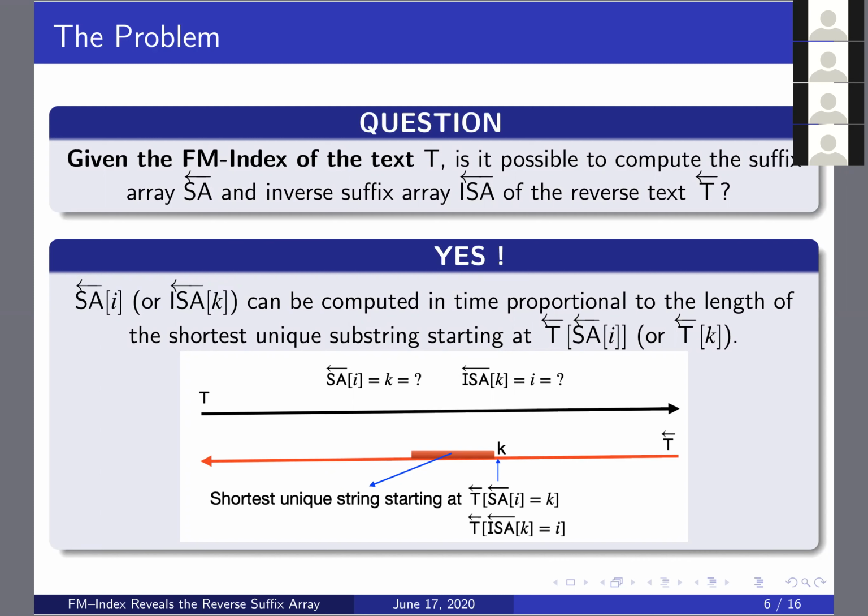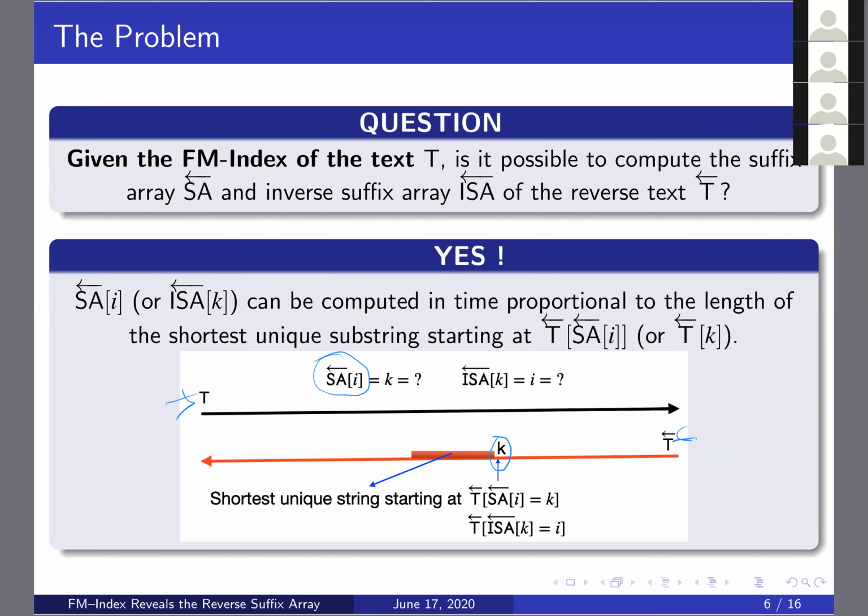For instance, here, let's assume we are curious about some suffix array value, and at the end, this is the forward text and this is the reverse text, and we know that it will be somewhere here.